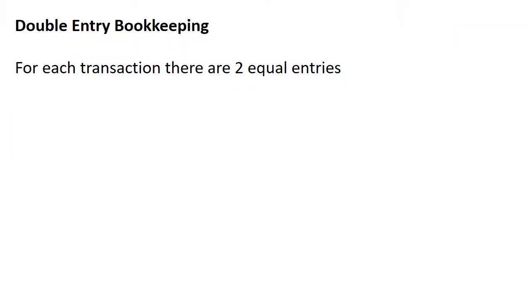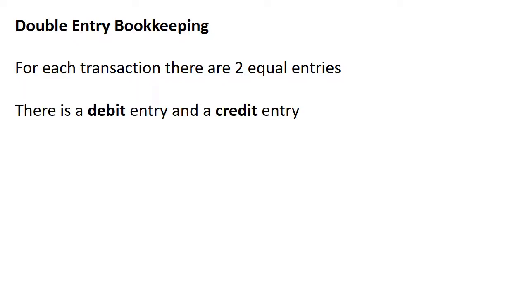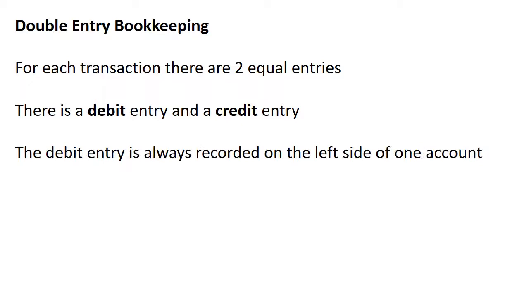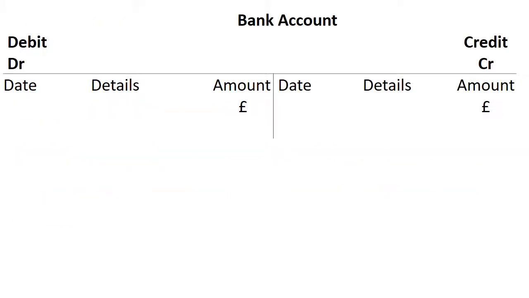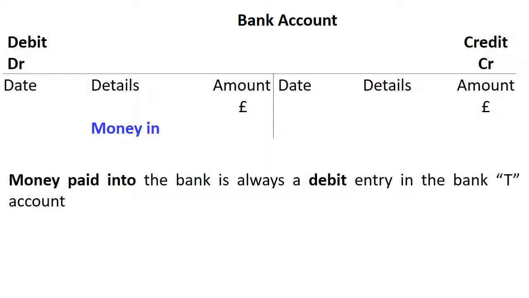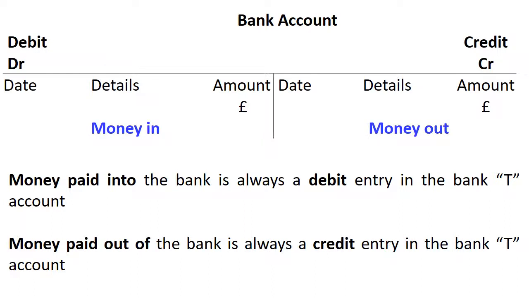As we said before, for each transaction there are two equal entries. There is a debit entry and a credit entry. The debit entry is always recorded on the left side of one account, and the credit entry is always recorded on the right side of the other account. Here we have the bank T account. Money paid into the bank is always a debit entry in the bank T account. Money paid out of the bank is always a credit entry in the bank T account.